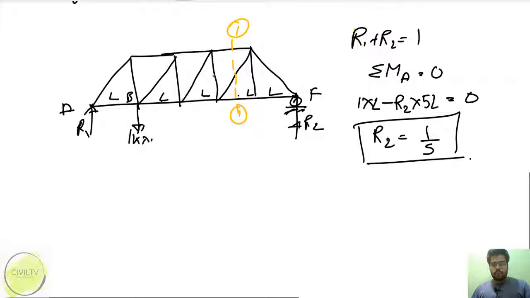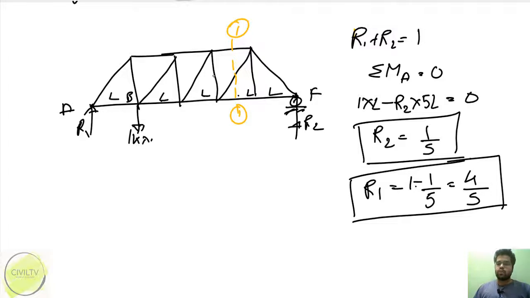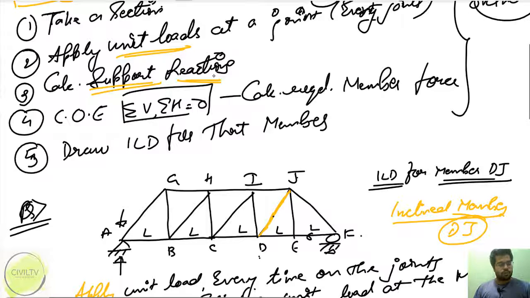So what will be R1? R1 will be 1 minus 1 by 5. It is 4 by 5. Alright. So I have calculated the values of R1 and R2. उसके बाद what is the next step?